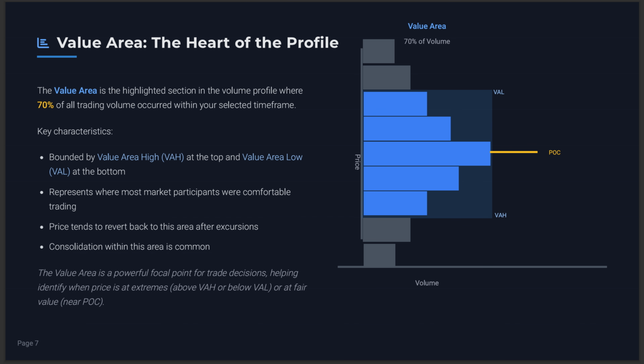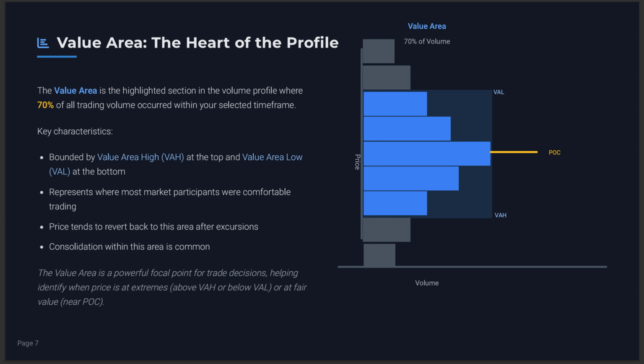Here's what makes this so tradable. When price moves away from the value area, it's moving away from fair value. If it goes above, it's trading at a premium and likely to face selling pressure. If it goes below, it's trading at a discount and likely to attract buyers. The value area acts like a gravity well for price action.